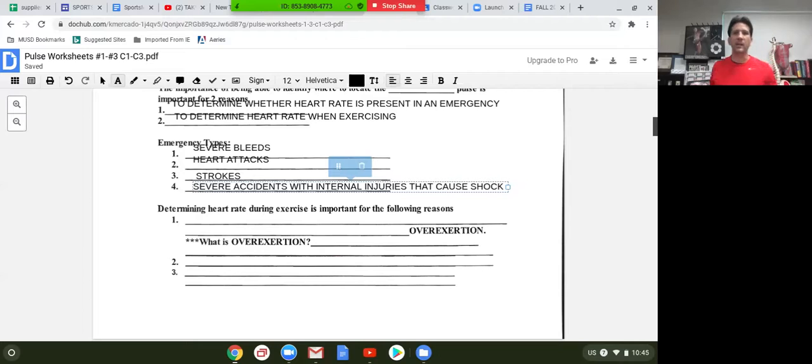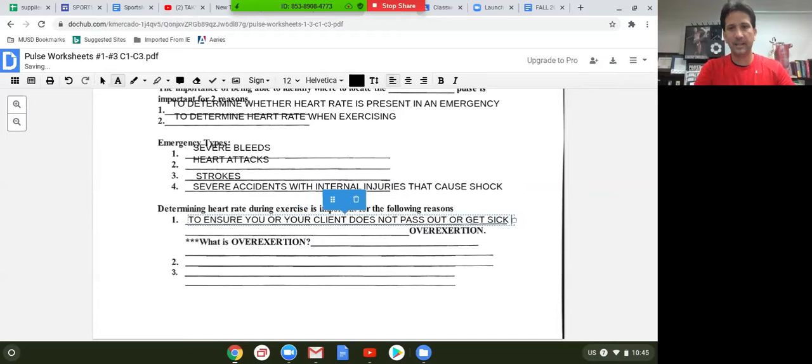Okay, so determining heart rate during exercise is important for the following reasons. So we say exercise and emergency types, right? So here's a few reasons why we'd want to take pulse during exercise. So number one, to ensure you or your client does not pass out or get sick due to overexertion. Overexertion is already written on there. So due to overexertion, right?